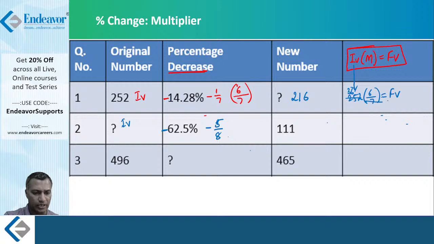So how do you write the result? The initial value, we don't know, because that's what we are trying to identify. The multiplier is 3 by 8, the final result is 111. 3 one time, therefore 37 times. You write your result: the initial value is equal to 37 into 8. That becomes your answer, 296. You write this as 296.